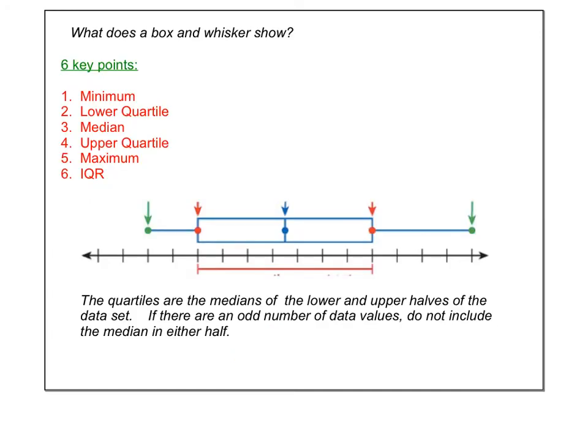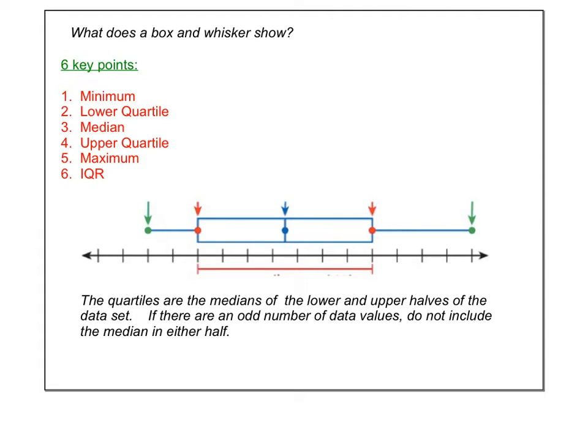What does a box and whisker plot show? The box and whisker plot is made up of the 5-number summary that consists of the minimum, the lower quartile, the median, the upper quartile, and then the maximum. The IQR is the middle 50% of the data. It is the upper quartile minus the lower quartile.